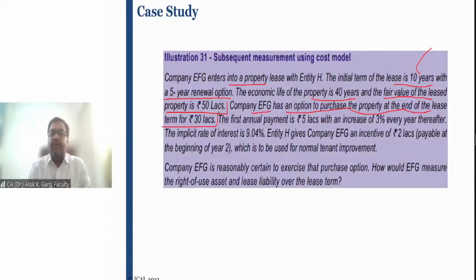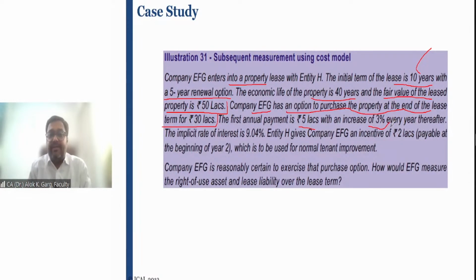The first annual payment is rupees 5 lakh with an increase of 3% every year thereafter. So in substance, it is a fixed payment with a 3% escalation every year. The implicit rate of interest is 9.04%. The discount rate is given, which is 9.04%.